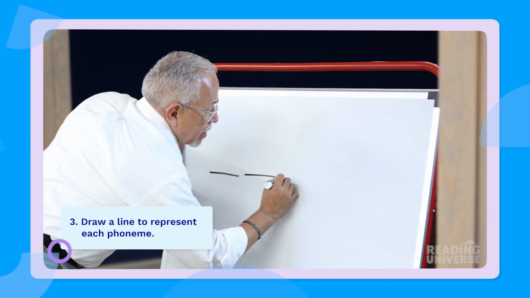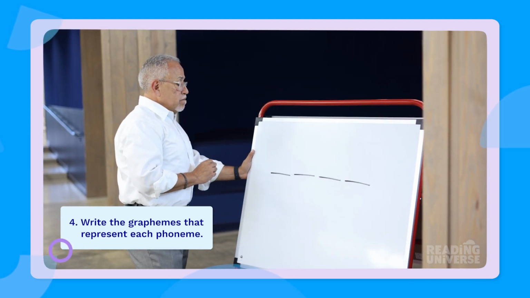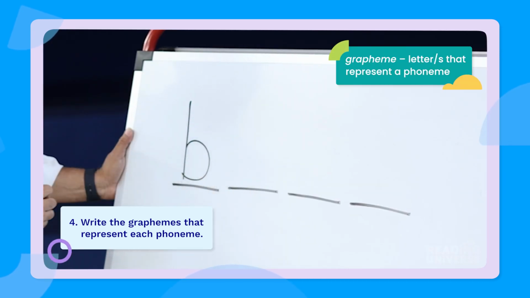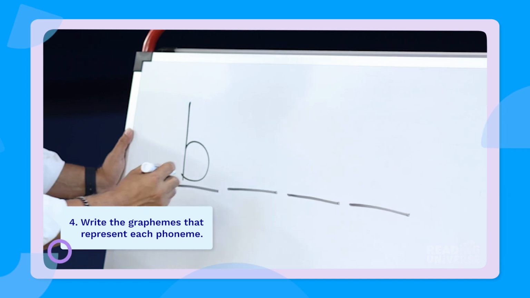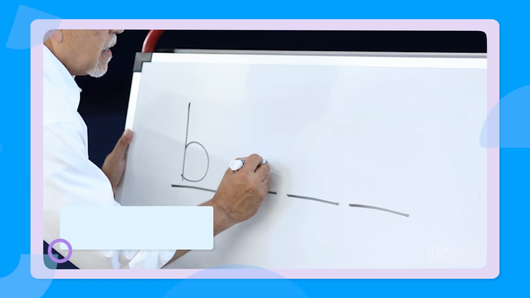I have 4 phonemes, so I have 4 lines. B, E, S, T. All right, the first phoneme is B. Which grapheme represents that sound? Letter B. E. Which grapheme? E.